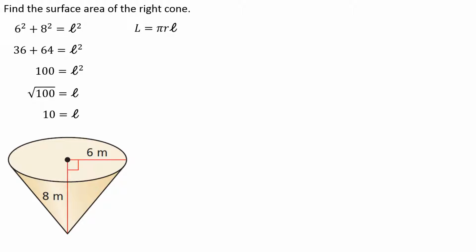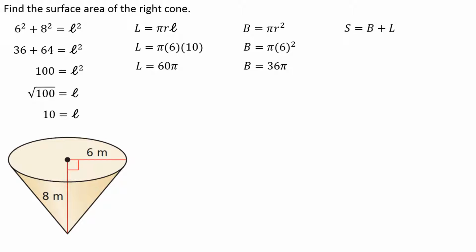So if the lateral area is pi times r times L, I'll go pi times 6 times 10. Lateral area, 60 pi. Area of the base, pi r squared because it's a circle. Pi times 6 squared, well, 6 times 6 is 36. So the surface area is the area of the base plus the lateral area. Again, just like the pyramid, there's only one base.